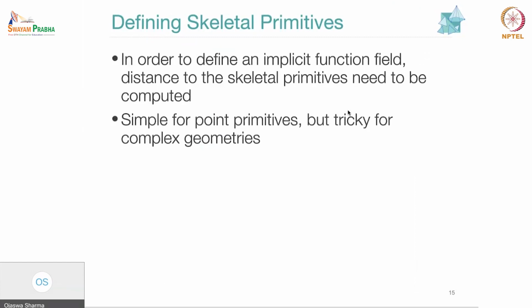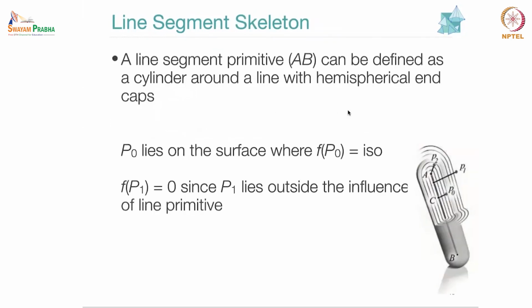Now, these skeletal primitives may be a little tricky to define for complex geometries, but for simple geometries, they're quite easy to do. For example, we already discussed some skeletal primitives like the line segment, point, discs could be one. So for example, a line segment primitive AB can be defined, and the field around that could be defined in the form of a capsule or a cylinder with hemispherical caps, right?